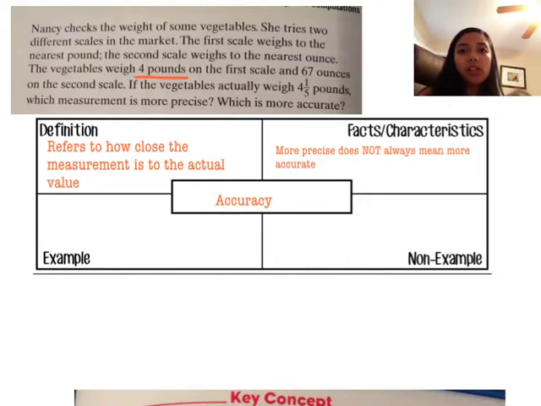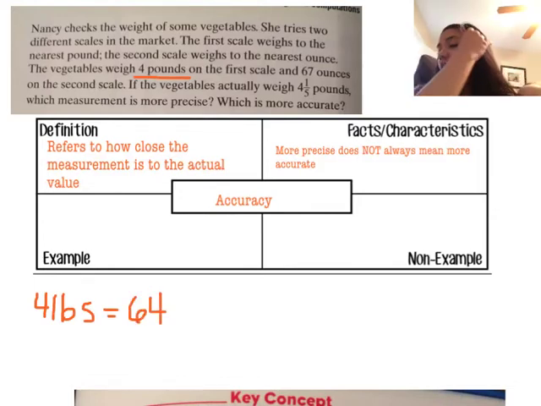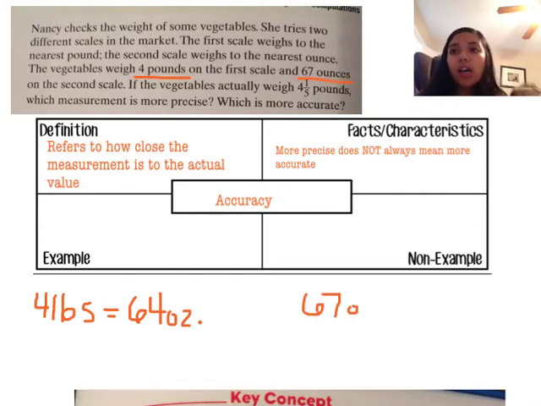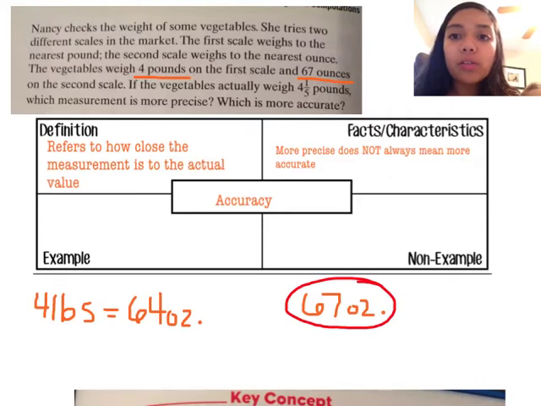Okay, so let's go on to our next definition. For example, if I were to use this exact same example that I used earlier, and I were to talk about which is more accurate, because that's what the second question asks. Well, the vegetable weighs 4 pounds. 4 pounds equals 64 ounces. And the next one is 67 ounces.